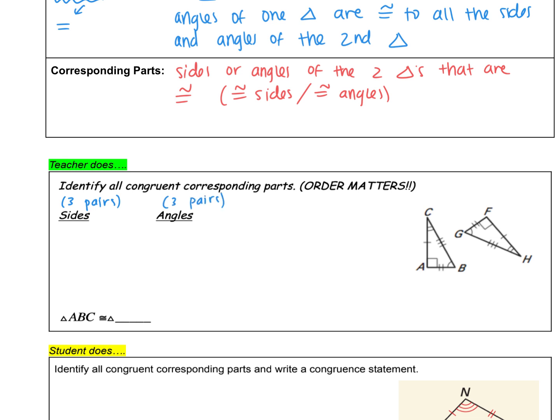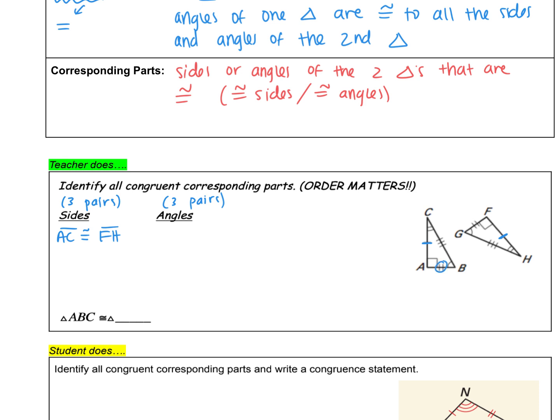For the sides, if I stick with 1 tick mark and 1 tick mark, how do we name the side, which is a segment? How do we name a segment? How many points do we need? How many points do we need for a line? 2. Thank you. So that first one, AC, is congruent on the second triangle to FH. So notice I picked the starting point and the ending point. I put a bar over the top. I could say AC or CA. It doesn't matter.